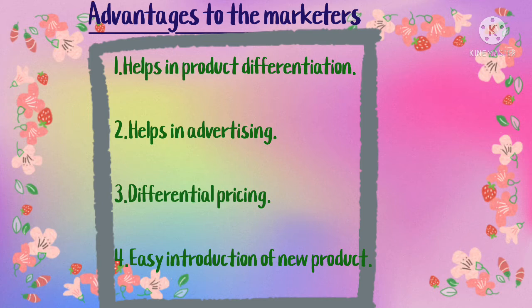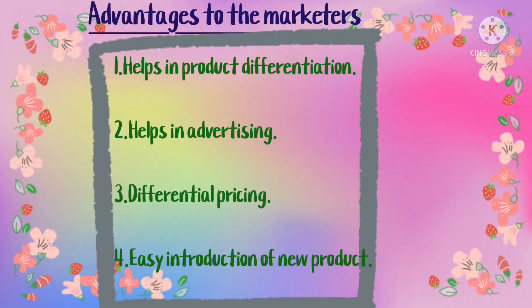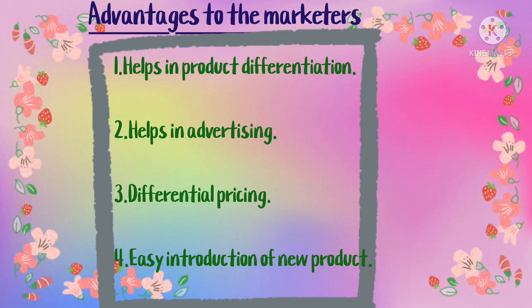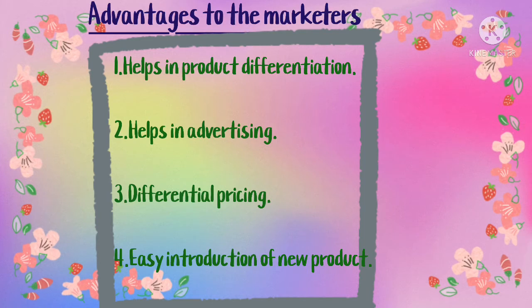The first one says helps in product differentiation, means with the help of the branding, the marketers are able to differentiate his product from the competitor's product. So it is easily distinguished from that of its competitors, so that it enables the firm to secure and control the market for its product.